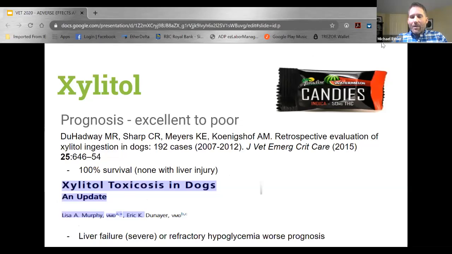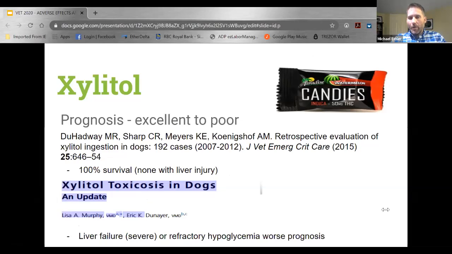So although this sounds very detrimental, in fact, the vast majority of dogs who are exposed to xylitol will do quite well. And the earlier reports, I think, had a lot to do with the fact that we weren't aware that xylitol was toxic, and therefore they presented much later in their course of clinical symptoms, and therefore their treatment was instituted at a much later time point. So early interventions generally result in a good outcome.